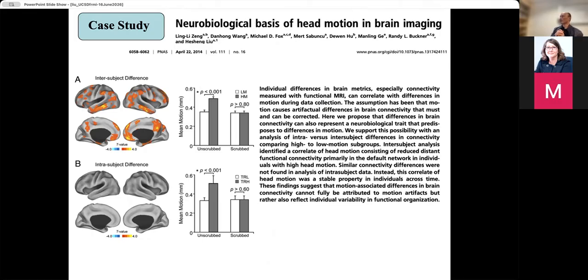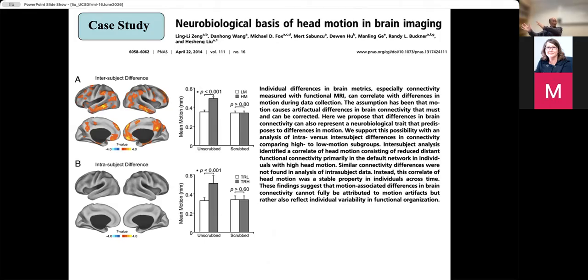So the conclusion is that these findings suggest that motion-associated differences in brain connectivity cannot be fully attributed to motion artifacts, but rather also reflect individual variability in functional organization. Okay, so go ahead and self-organize, take a few minutes and see what you think. If you saw this paper, how would you interpret the results?